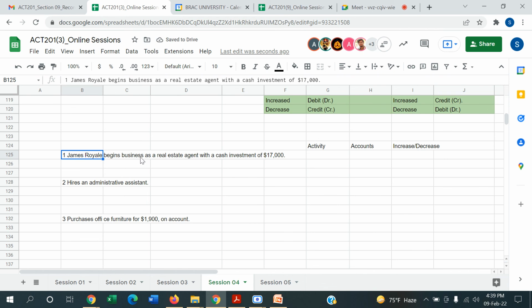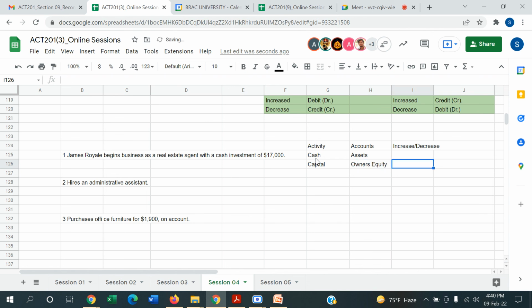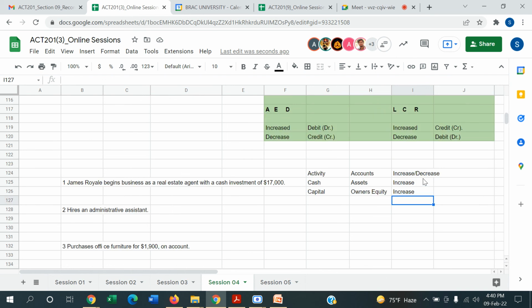Okay, the first one: James Royals begins business as a real estate agent with a cash investment of $17,000. What do you think? Cash and owner's equity. Cash and capital, then we'll transfer to the owner's equity. So cash is an asset, and capital is a part of owner's equity. Both are increasing. We definitely have to do this analysis before moving to the next step.